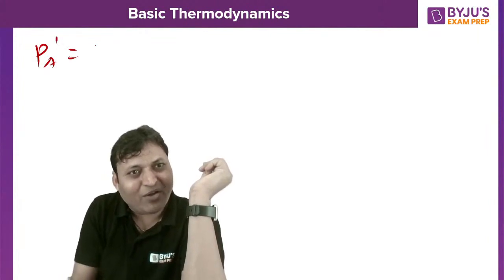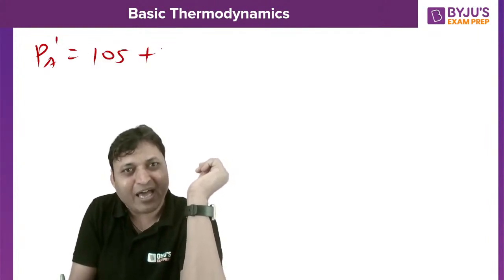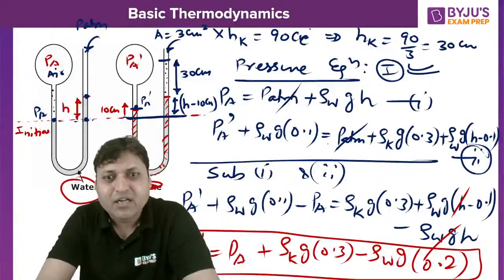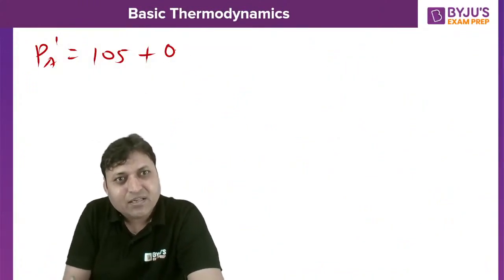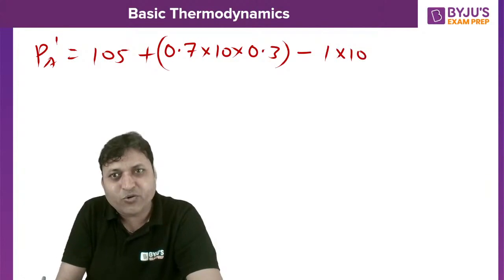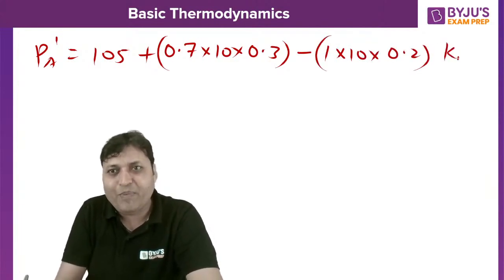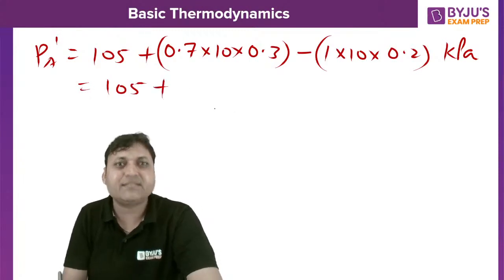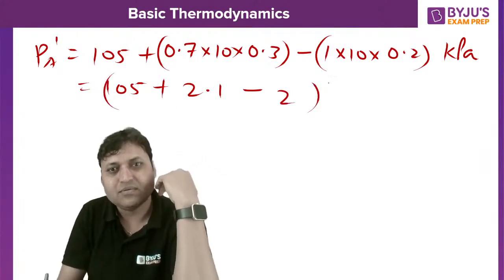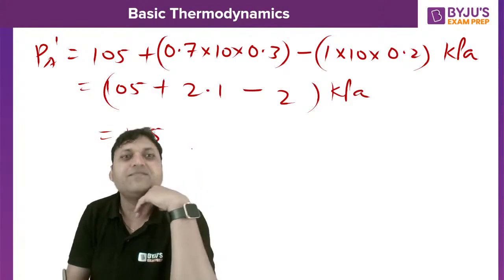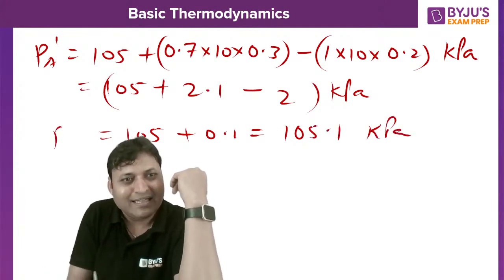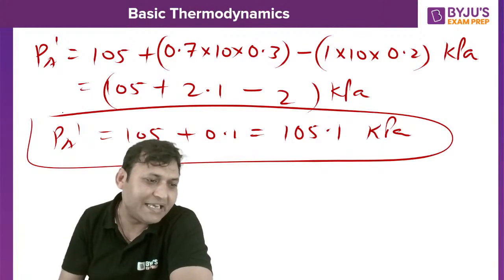PA dash will be equal to PA, which is 105, plus what is the density of kerosene? 700, it is given as 700. Specific gravity is 0.7 because it is in kilopascal. So we can write 0.7 into 10 into 0.3 minus rho of water 1 into 10 into 0.2. That is kilopascal. So it is 105 plus how much is that? 2.1 minus how much is that? 2. So 105 plus 0.1, that is 105.1 kilopascal. That is the new value of pressure, isn't it?